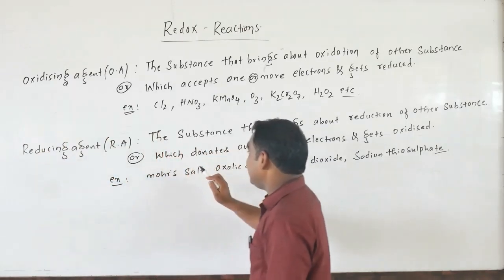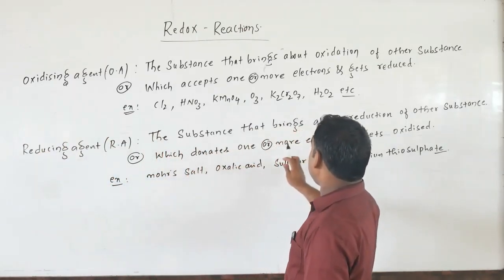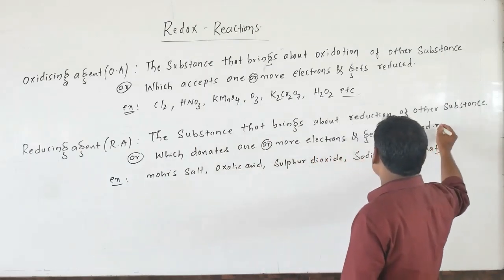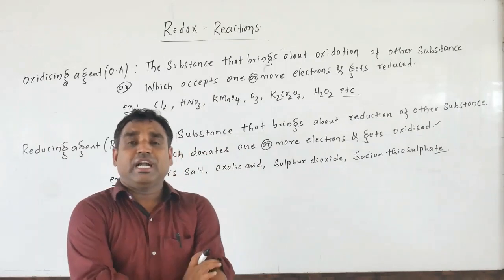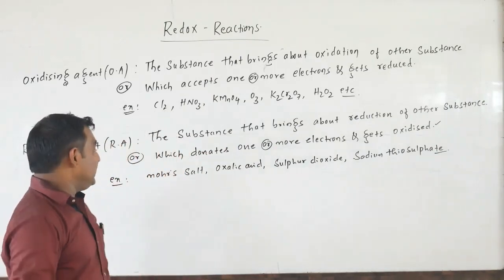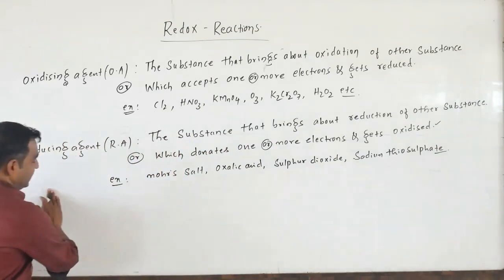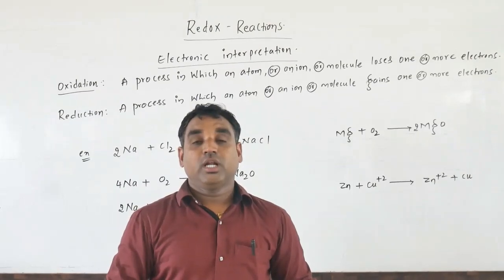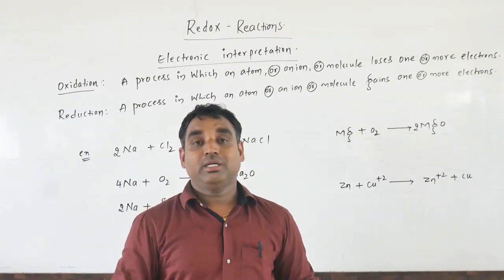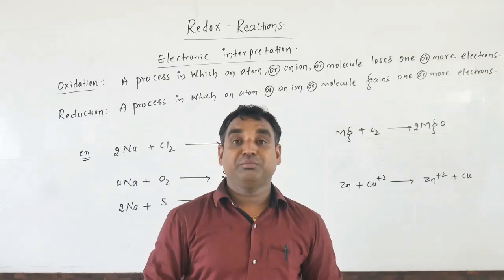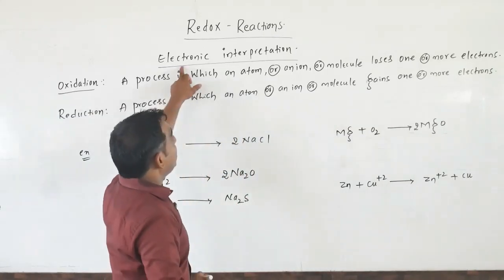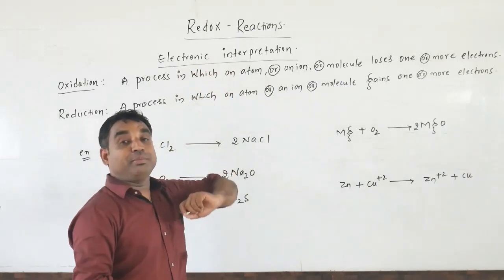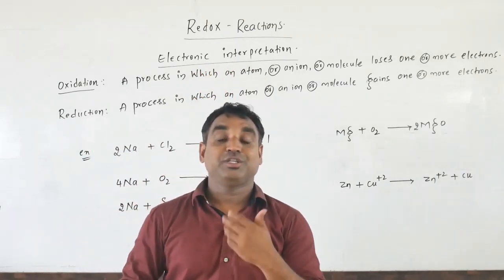So that is what we have written here: which donates one or more electrons and gets oxidized. Now we will discuss one more definition regarding the electrons. Electronic interpretation we will discuss now. Now we will discuss one more important meaning of oxidation and reduction in terms of electrons. That is what we have written as electronic interpretation. So depending on the electron, we define oxidation and reduction.